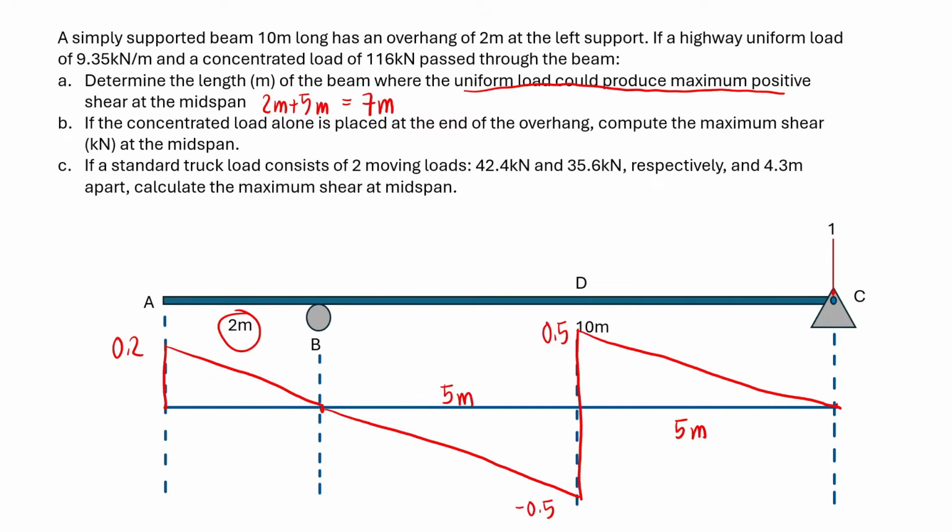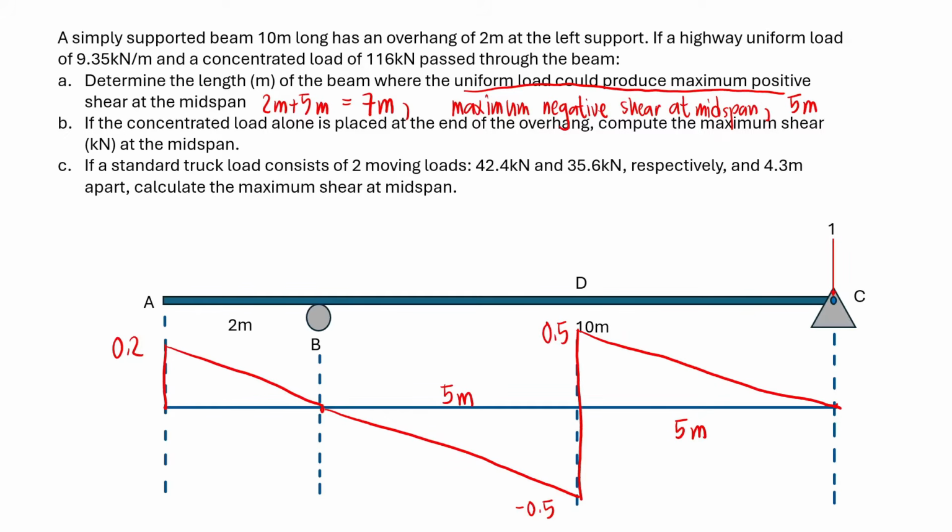Now what if I am asked to determine the length of the beam where the uniform load could produce maximum negative shear at the midspan? Now your answer for that will be this span, because this is the only span that contains negative ordinates. And so just an additional input for maximum negative shear at the midspan, we have 5 meters. This is the length of the beam where the uniform load could produce maximum negative shear at the midspan. Now for the next question, if the concentrated load alone is placed at the end of the overhang, we have to compute the maximum shear at the midspan.